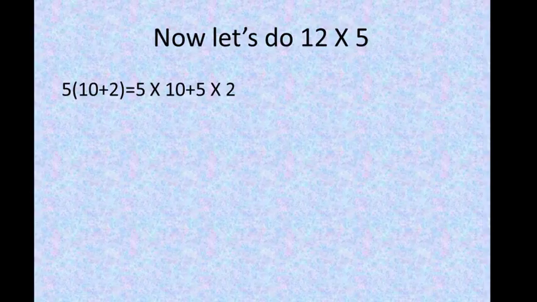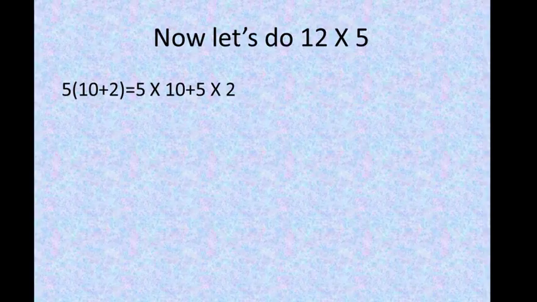So those parentheses next to the 5 basically means multiplication. So 5 times 10 plus 2. This is also called the distributive property, and if you're in 3rd, 4th, or 5th grade, you're probably not going to know about this. So yeah, you'll learn it in 6th grade probably.